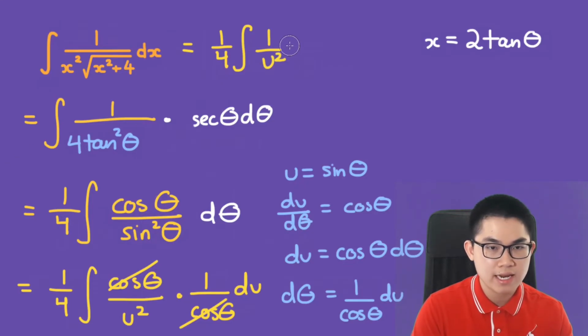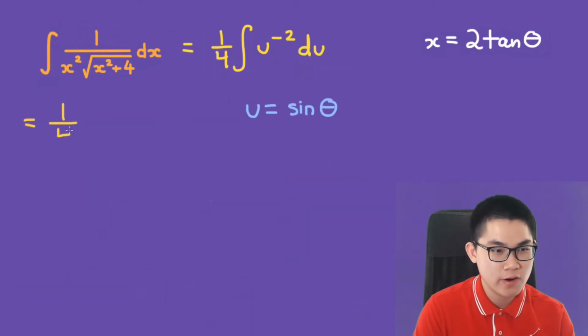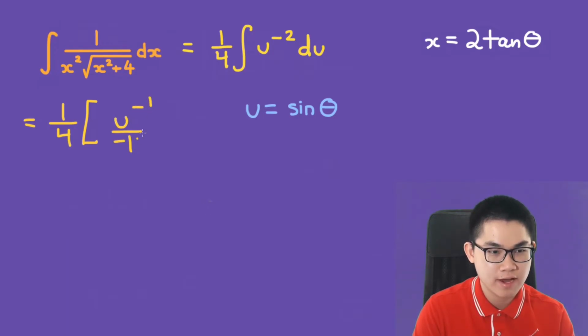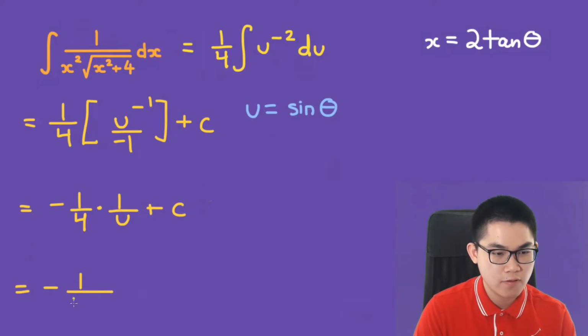And let's go ahead and write it as u to the power of negative 2, then we have du. This is equal to 1 over 4 times the antiderivative of u to the power of negative 2. And that's going to be u to the power of negative 1 over negative 1, plus c. So we have negative 1 over 4 times 1 over u plus c. So u is basically sine. So we have negative 1 over 4 times sine plus c.